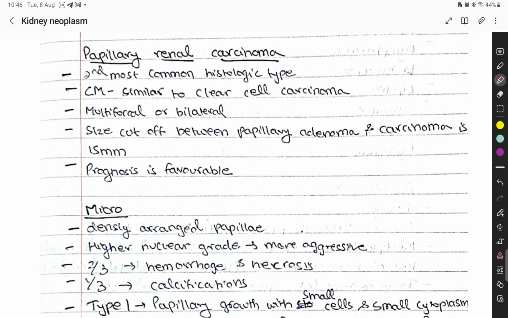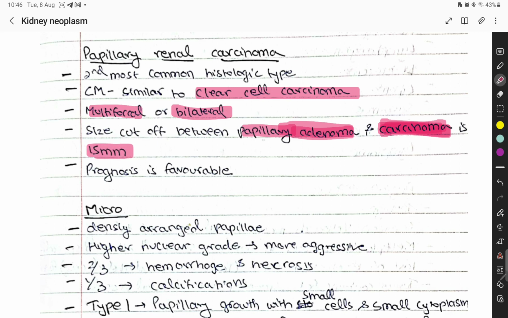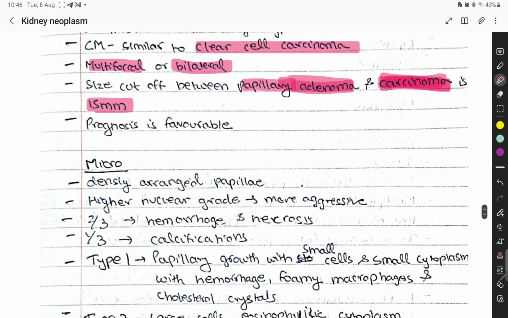Then you have papillary renal carcinoma. It is the second most common histological type. Clinical manifestation is similar to clear cell carcinoma. It is multifocal or bilateral. Size cutoff between papillary adenoma and carcinoma: remember, papillary adenoma was benign, papillary carcinoma is malignant. So, what size will determine if it is papillary adenoma or carcinoma? If it is less than 15 millimeters, it is papillary adenoma. If it is more than 15 millimeters, it is papillary carcinoma. Okay. Prognosis is favorable.